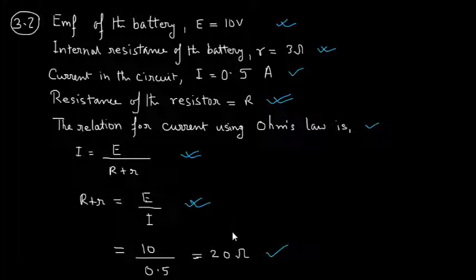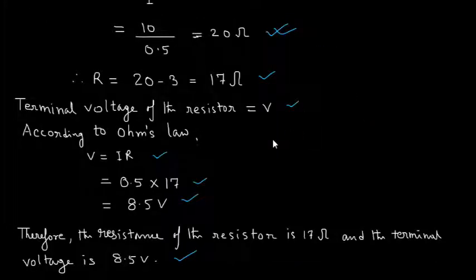Putting the value of E and I as 10 and 0.5 respectively, on calculation we get R plus r is equal to 20 ohm. Now, on solving, the value of R is equal to 20 minus 3, that is 17 ohm.